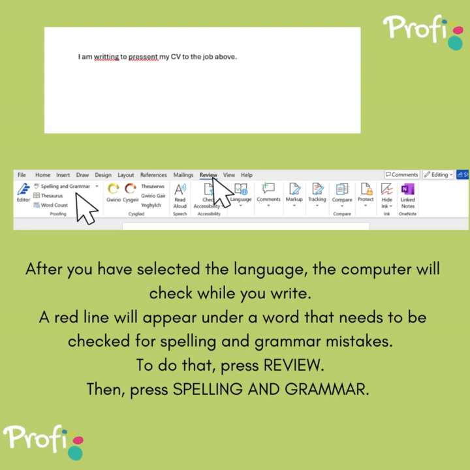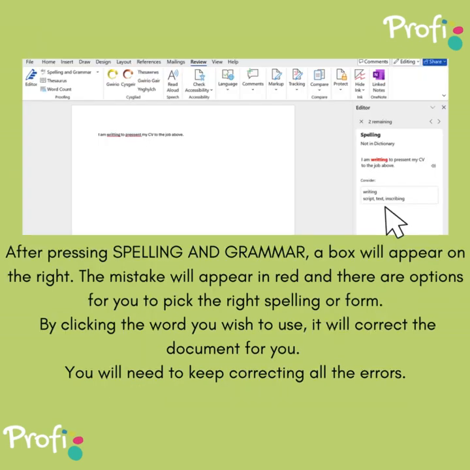A red line will appear under a word that needs to be checked for spelling and grammar mistakes. To do that, press Review, then press Spelling and Grammar. After pressing Spelling and Grammar, a box will appear on the right. The mistake will appear in red, and there are options for you to pick the right spelling or form.